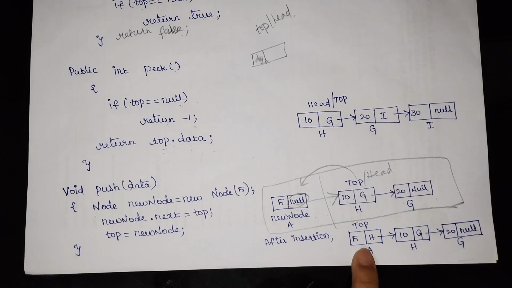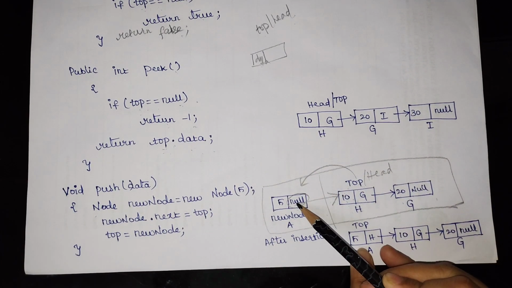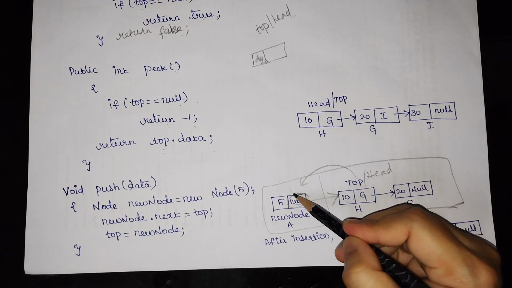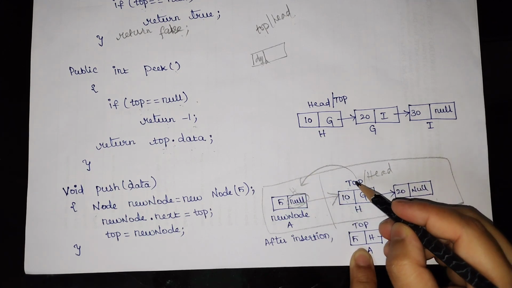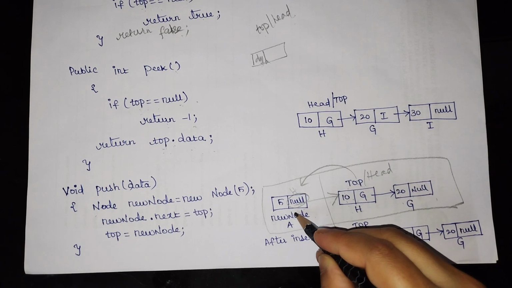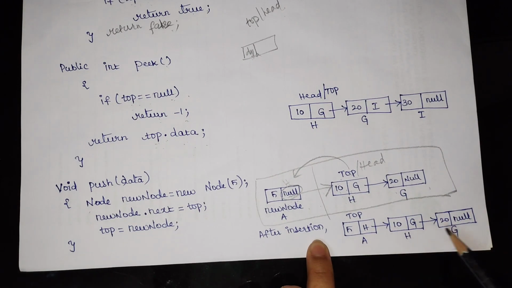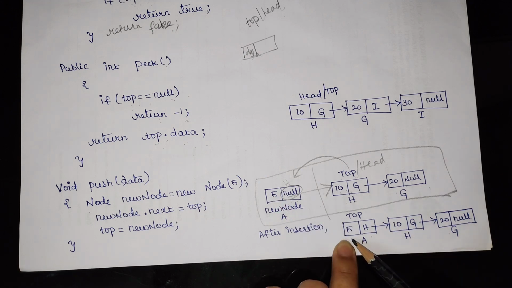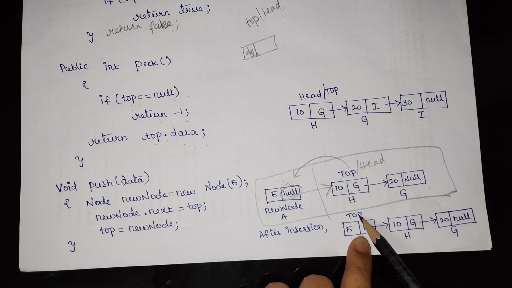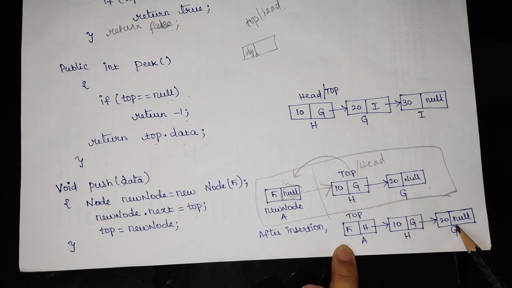So I need to make two changes here. One is to change this link address to point to the old first node, H. And the second change is to make top point to my new node. If I make these two changes, this will be my resultant linked list. You can see this is placed as my first node and it is pointing to the next node, H. My top is pointing to this node, and the remaining nodes are as usual.